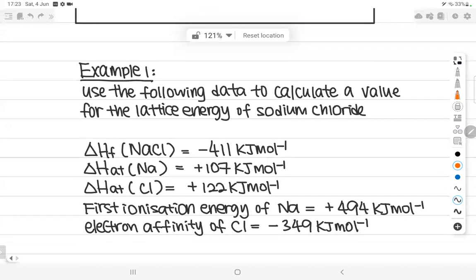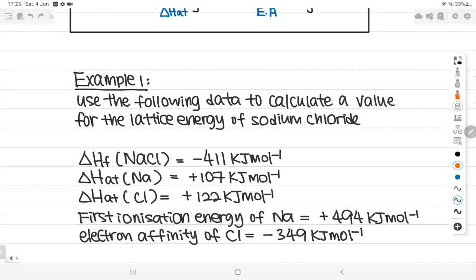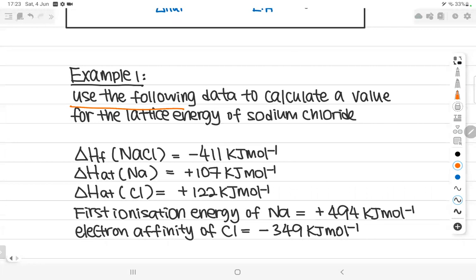I start with the first example. The first example is a very easy one. So let's look at this. The question says, use the following data, which is here. They gave us 5 data, and they asked us to use the data here to calculate the value for lattice energy. We want to find the lattice energy for sodium chloride.